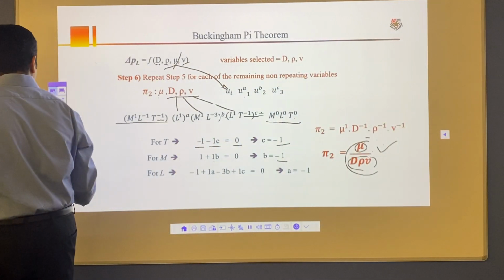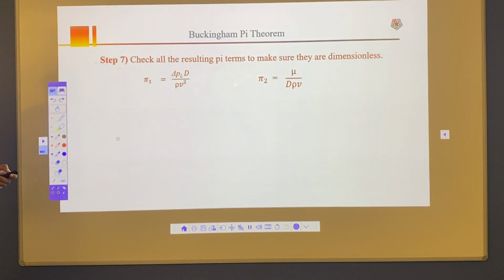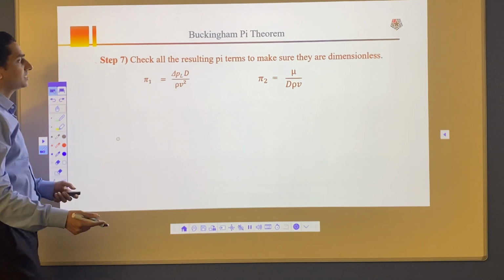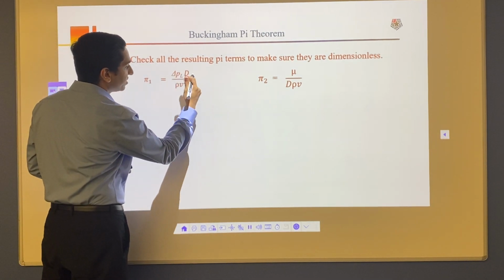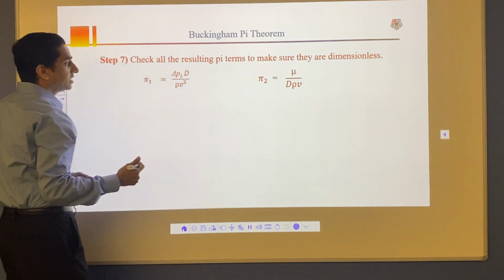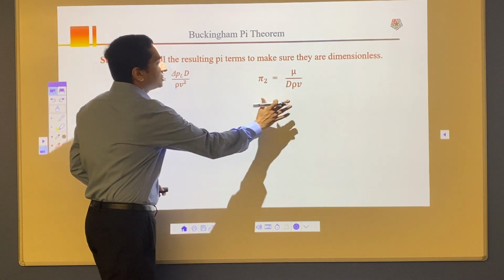Once you are done with pi 1 and pi 2, step 7 says to check that all of them are dimensionless. So in step 7, you go back and see the dimensions, and you see they cancel each other out. If they do, you are good. If they don't, then you may have to go back and do the process again. Check the dimensions, check the dimensions.